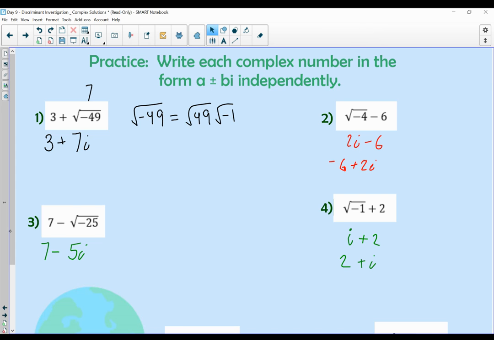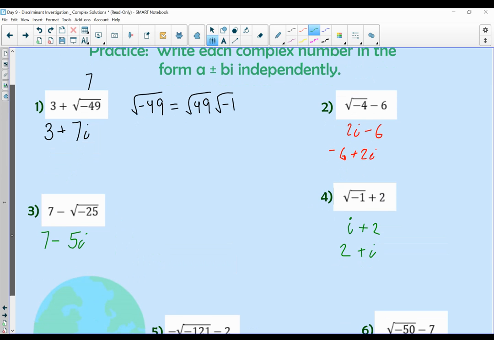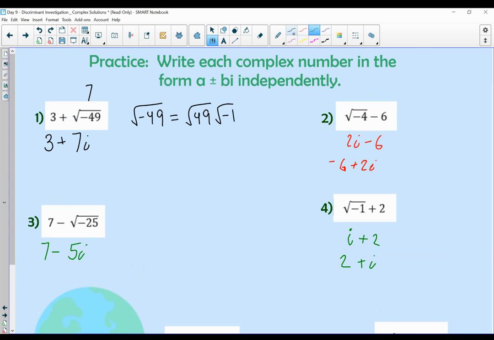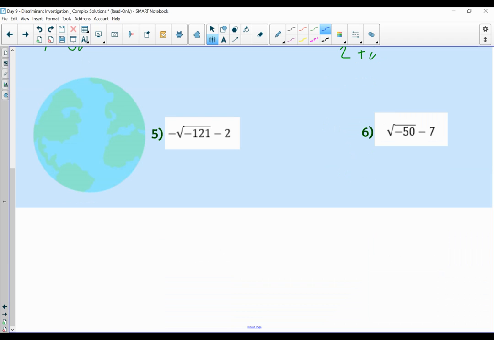All right, and then I got some more down here. Why does it keep going back up? All right, so notice I have a negative on the outside here. That has nothing to do with my radical, so I'm going to bring that negative down.